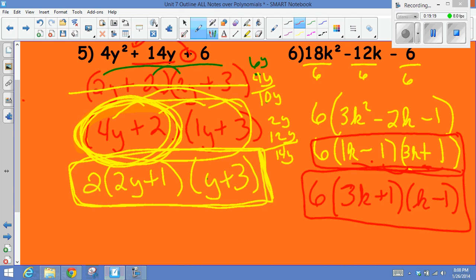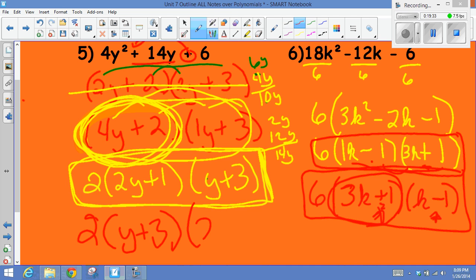Just make sure that all your factors stay the same. I can't have a negative here and a positive here. That would change the answer. But if this entire term was written before this one, that's okay. Same thing here too. I could have 2 times y plus 3 times 2y plus 1. Those are both the same answers. All right, so there's how you multiply or factor whenever your a value is greater than 1.